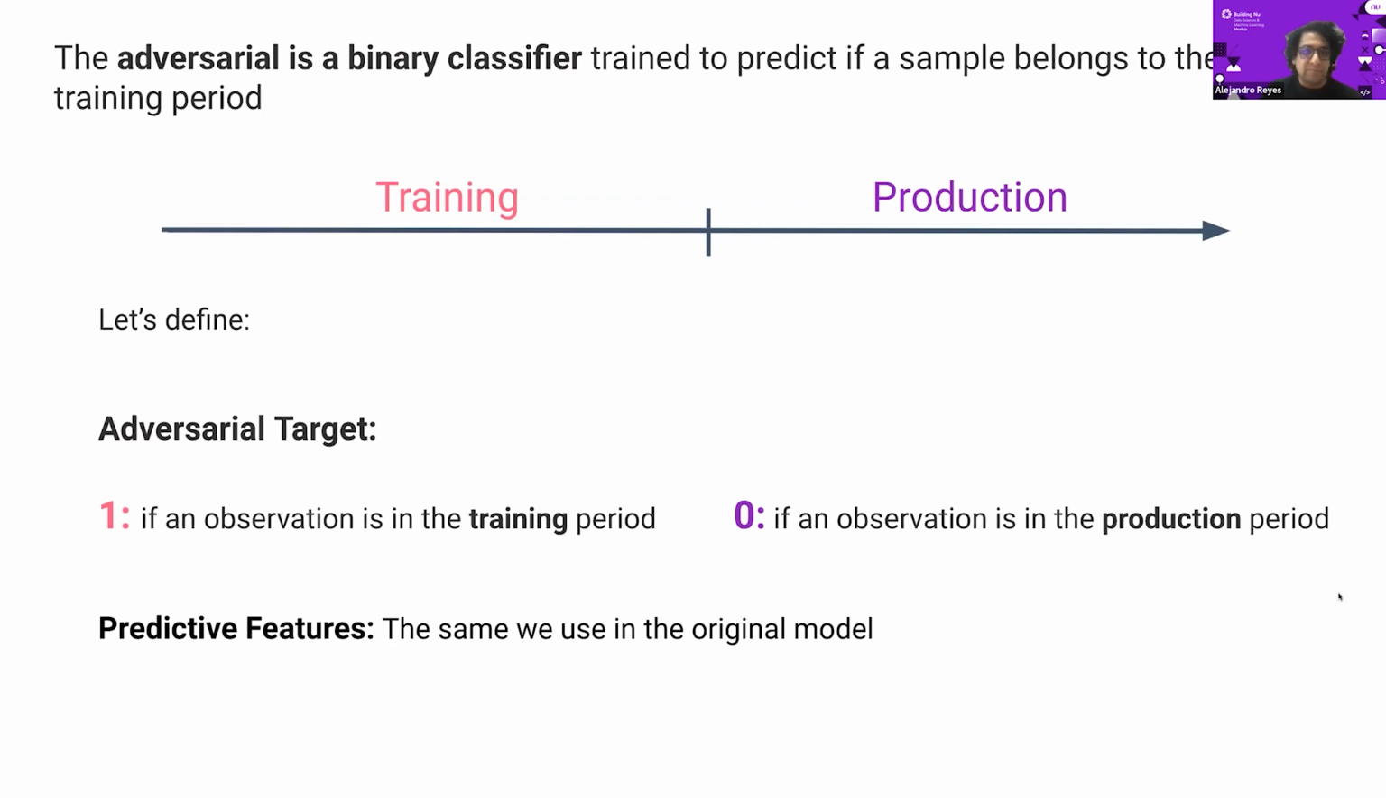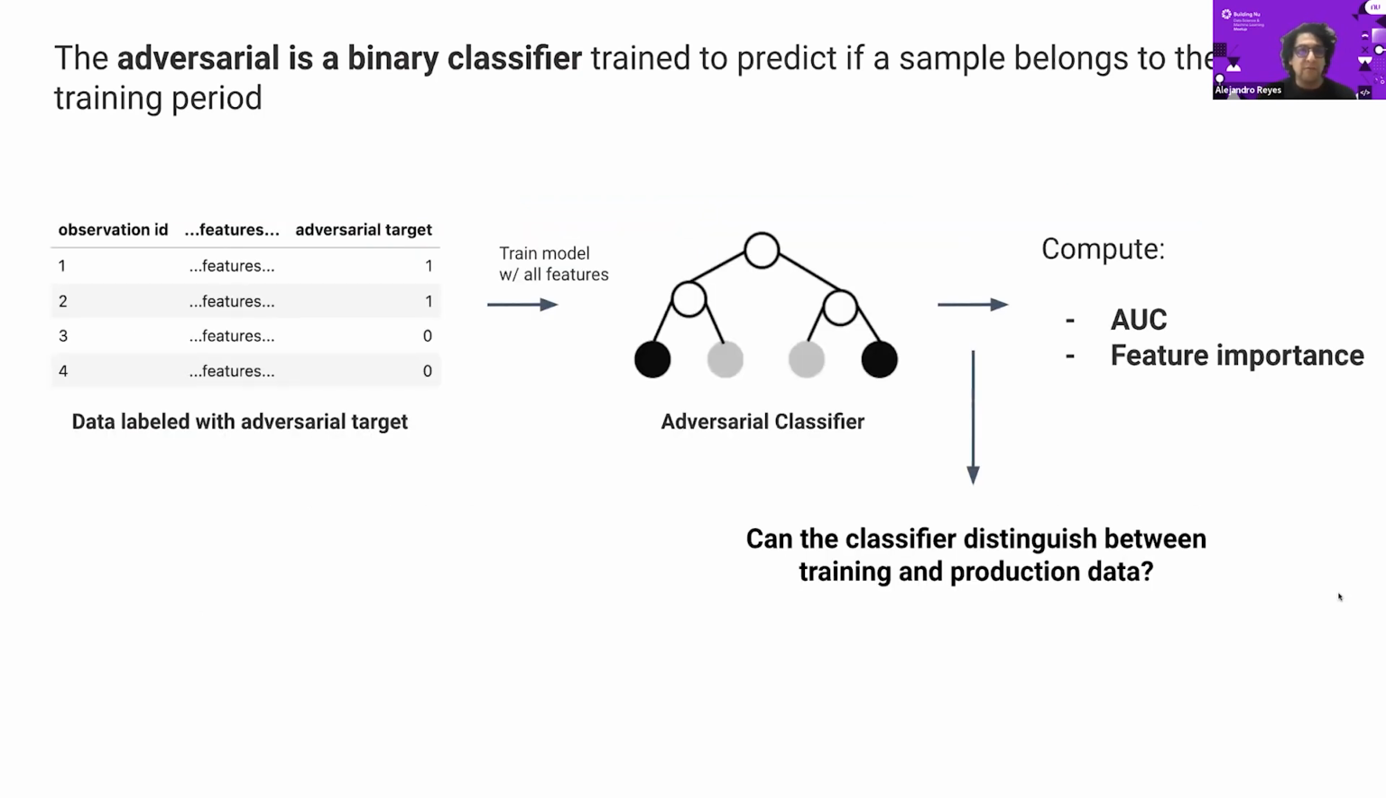The flow is going to be as follows. First, as you can see, we have the data labeled with the adversarial target and with our original features. Then we train the adversarial classifier, and here the question is, can the classifier distinguish between the training and the production data? And to answer this question, we can compute the AUC and the feature importance.